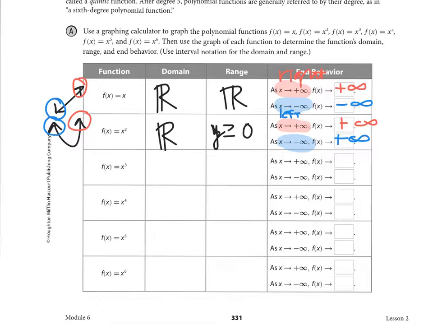Because it's not a parabola. It's a parabola. Okay. Not a parabola. It's not a parabola. That's not how we say that, just so you know. Okay. Not that one either.